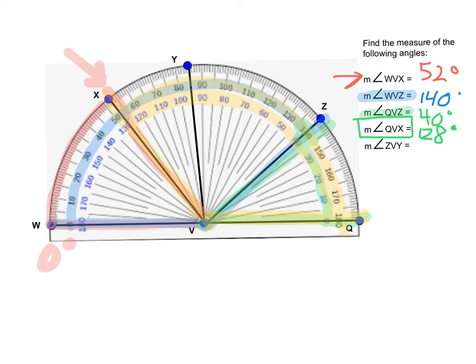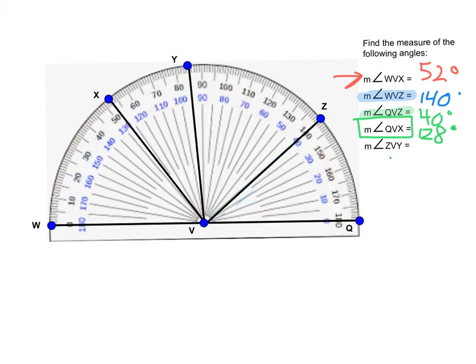Now this last one is the trickiest one of all, so I'm going to go ahead and clean up the protractor a little bit. All right, for this last one, we have the measure of angle ZVY. So let's trace over that here, ZVY. Now this one doesn't start at 0, so we're going to have to do a little bit of subtraction, okay? We can go by the blue numbers or we can go by the black numbers. And honestly, it's going to work out the same way no matter what.